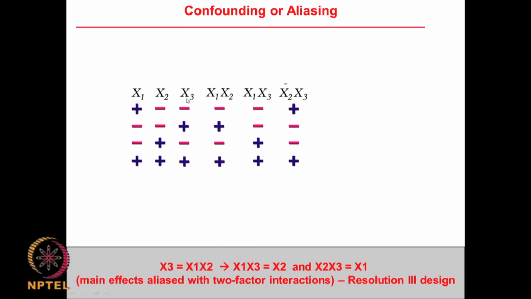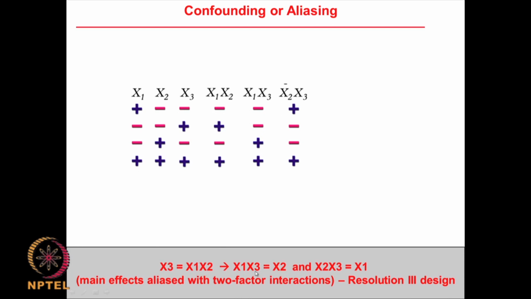If you look at this and this, there is a confounding between x3 and x1, x2; they are exactly the same. Similarly, if you look at x2 and x1, x3, they are exactly the same. So, there is a confounding between x2 and x1, x3. Similarly, if you look here and there, plus plus, minus minus, minus minus, plus plus, so there is a confounding between x1 and x2, x3. So, main effects, that is x1, x2, x3, are aliased with 2 factor interactions.